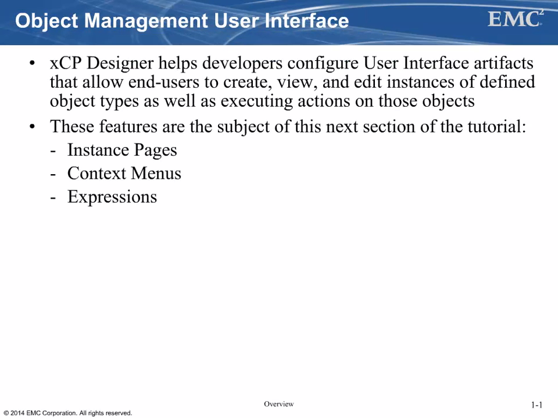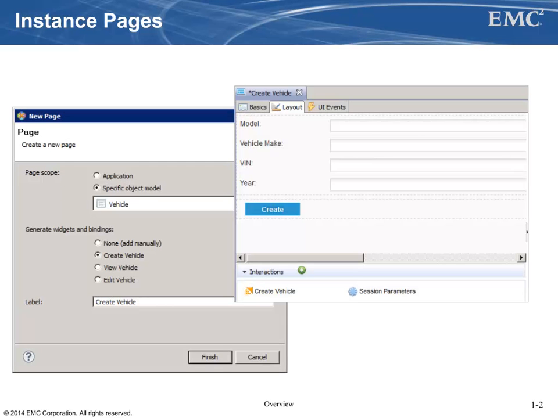In this section of the tutorial, we're going to configure the user interface artifacts that allow users to create, edit, and execute actions against the policy objects. We'll be configuring instance pages, expressions, and a context menu. Instance pages are for creating, editing, and viewing instances of your business objects, content objects, folders, etc.